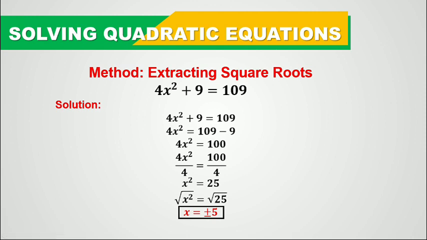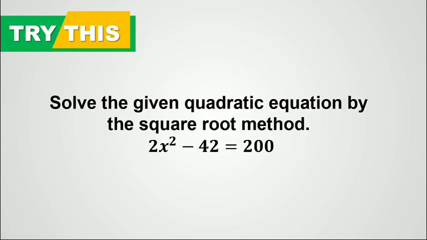So again, when you are going to solve quadratic equations, you have to bear in mind that you have to write the positive and negative sign because quadratic equations have two possible answers. Now this time, try this. Try to solve the given quadratic equation by the square root method. So 2x squared minus 42 equals 200.